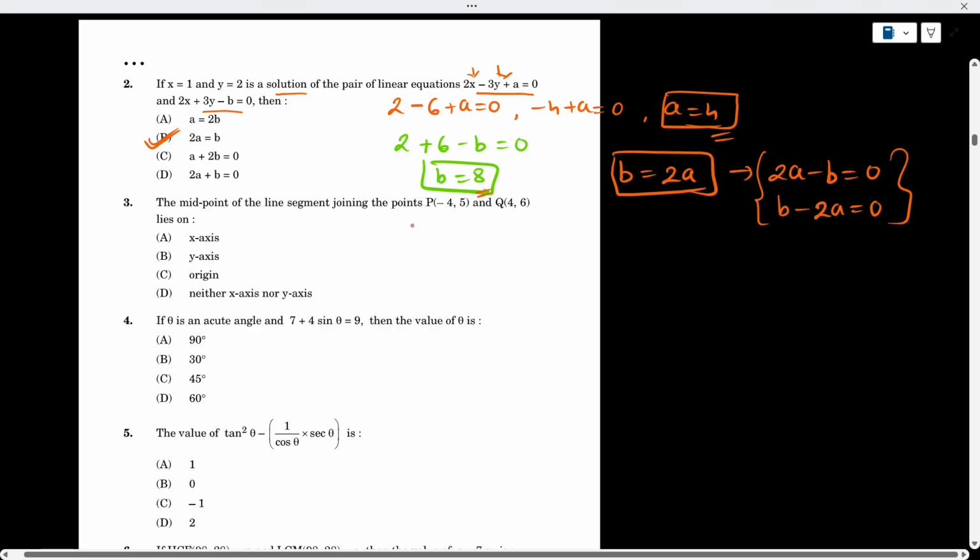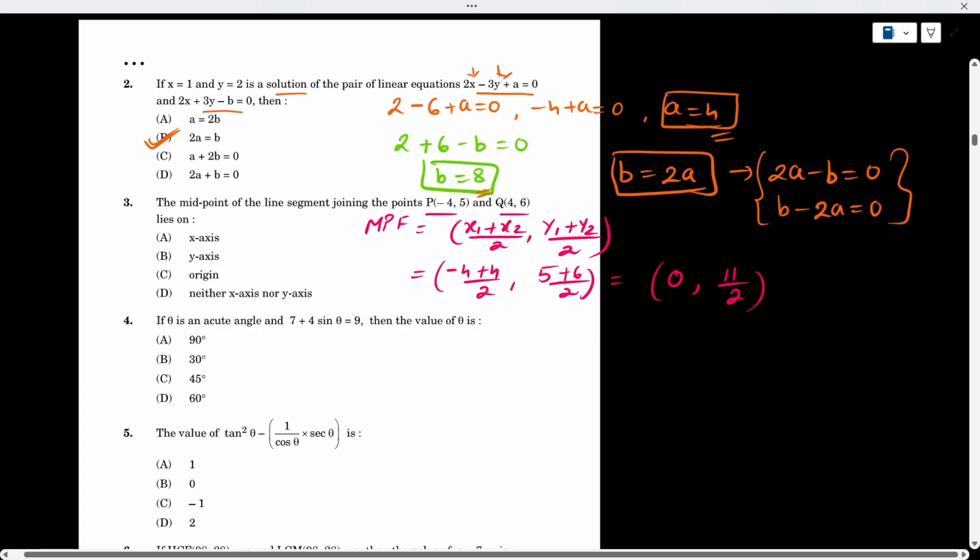Midpoint of the line segment joining the points P and Q. Now you know what the midpoint formula is here? Midpoint formula is (x1 plus x2) by 2 comma (y1 plus y2) by 2. Try to remember all the formulas so you don't take much time to do the calculation. Minus 4 plus 4 by 2 comma 5 plus 6 by 2. So what is your answer here? Midpoint 0 by 2 is 0 and then 11 by 2.